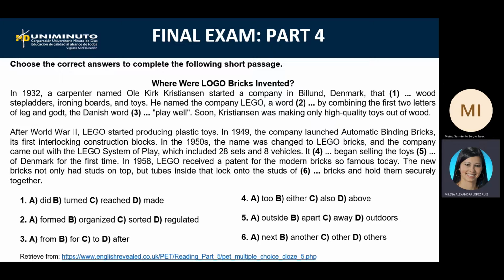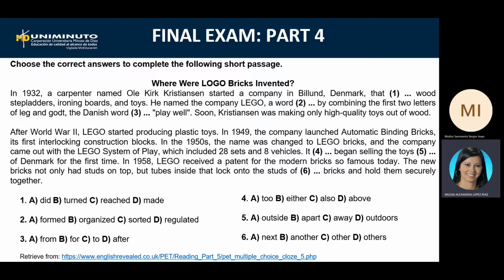Are they clear? Do you have any questions about parts 3 and 4? No, teacher, no questions. No questions? Okay, you just have to be careful. Yes, you have to be careful, just read properly, from period to period.